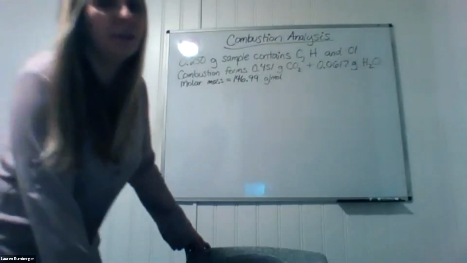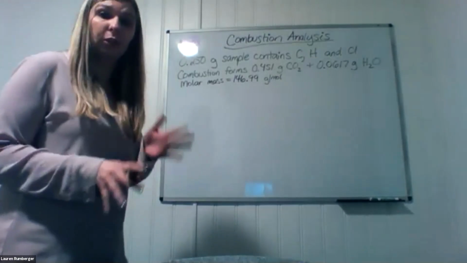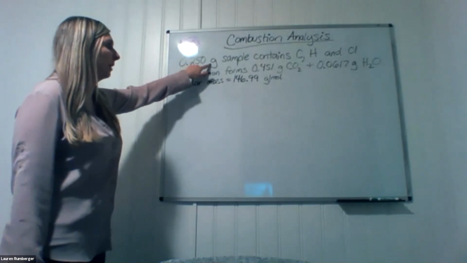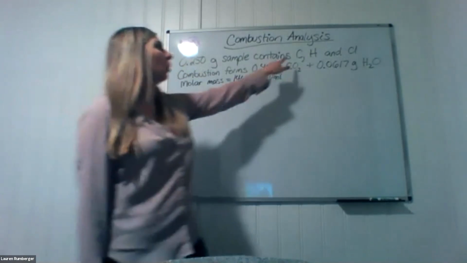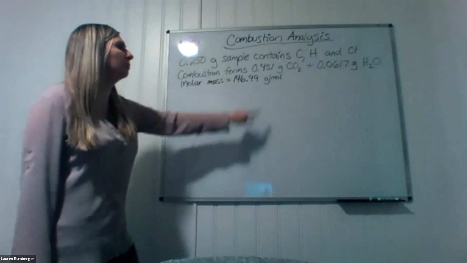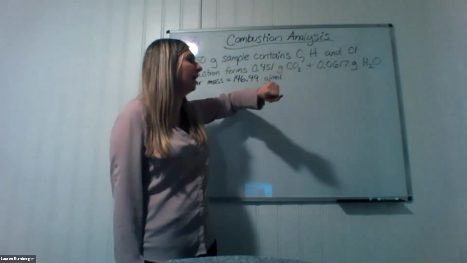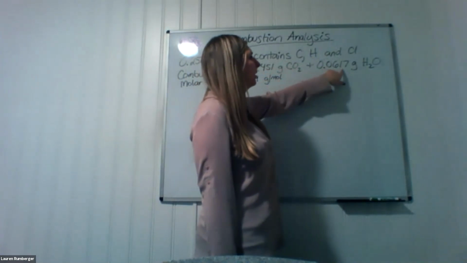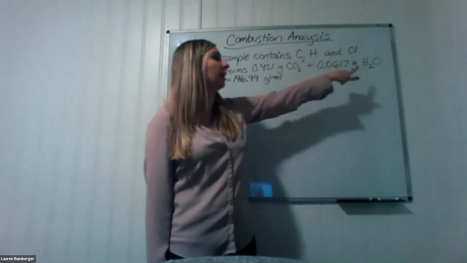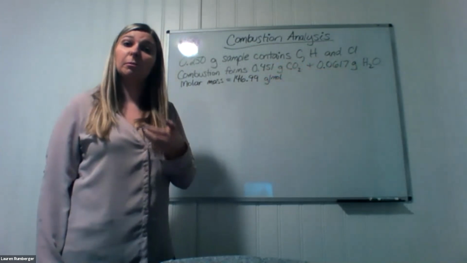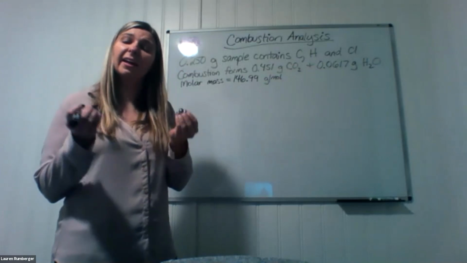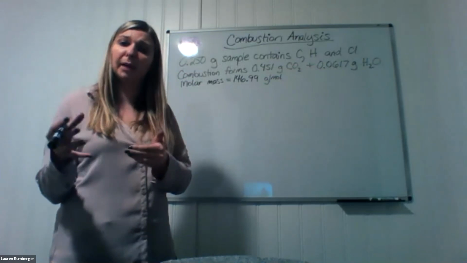Okay, so on the board here, I wrote out all the given information from the problem. We know that we have a sample that is 0.25 grams of the compound that contains carbon, hydrogen, and chlorine. When it underwent combustion, it forms 0.451 grams of carbon dioxide and 0.0617 grams of water. These amounts of carbon dioxide and water can give you information to determine the amount of carbon and the amount of hydrogen that is in that sample that underwent combustion.